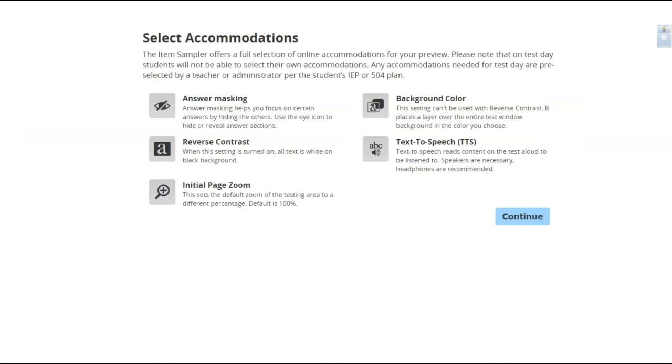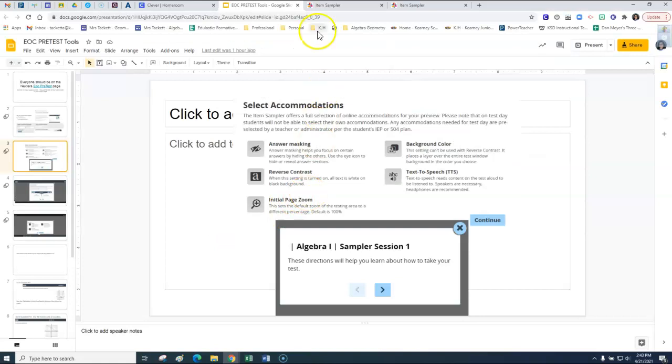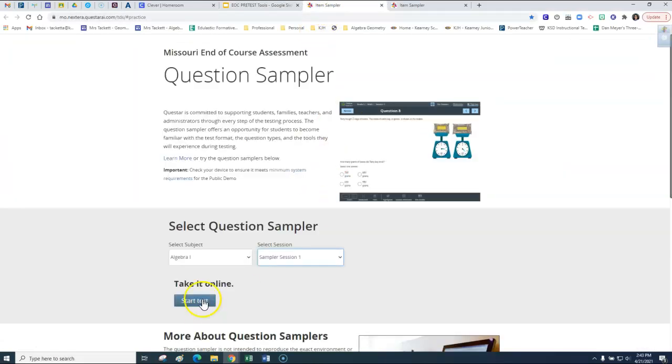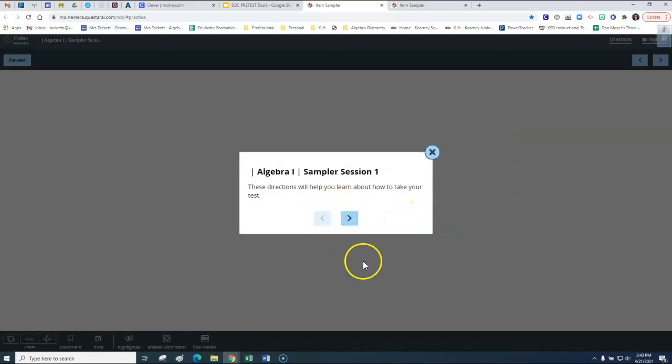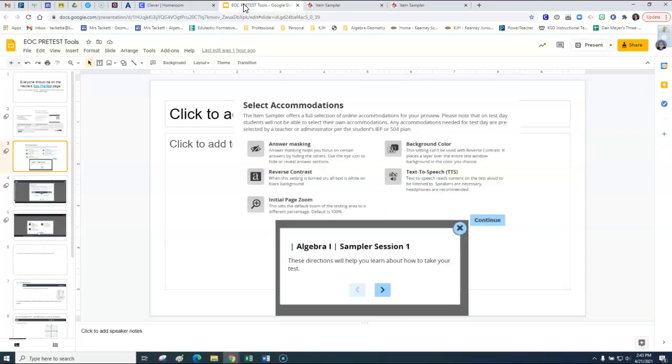All right, so let's go back to this. And I actually want to start this test. So see, I've got the select the accommodations. You don't select anything here. And then the next thing actually gives you directions. So I'm going to let you go through the directions because it's going to be the similar thing on here.